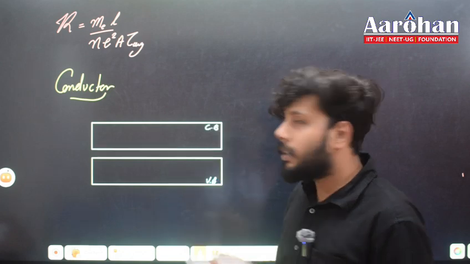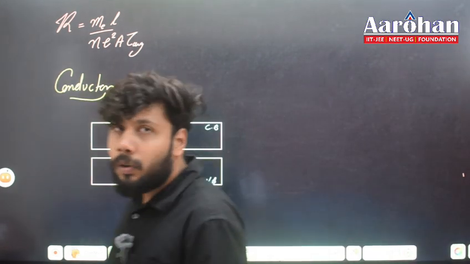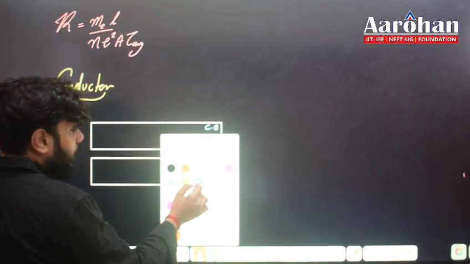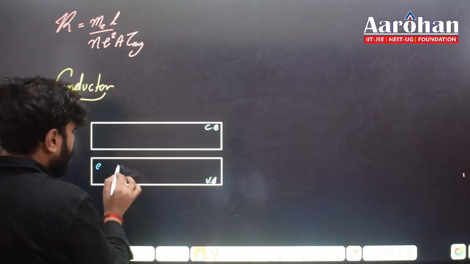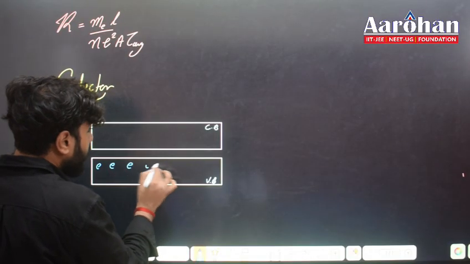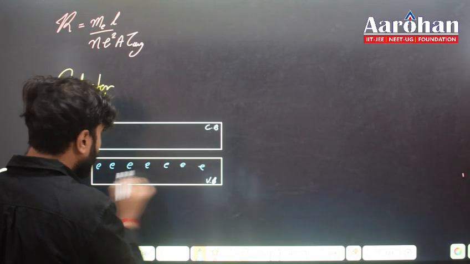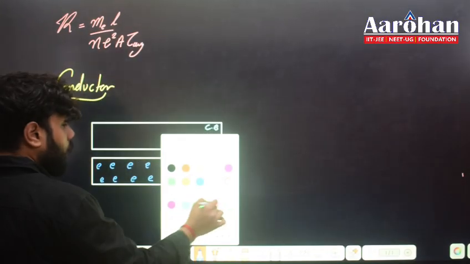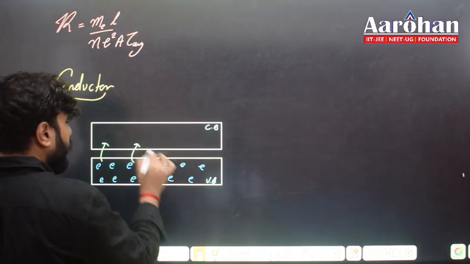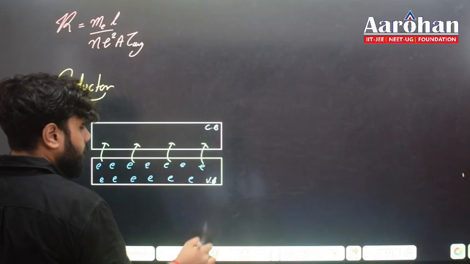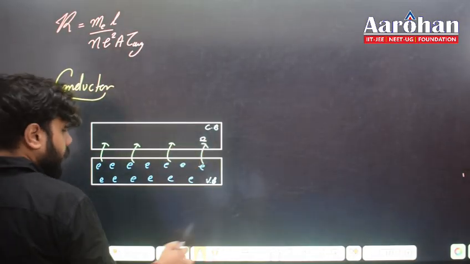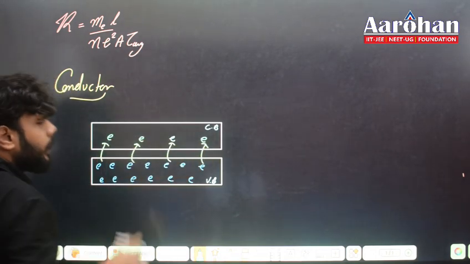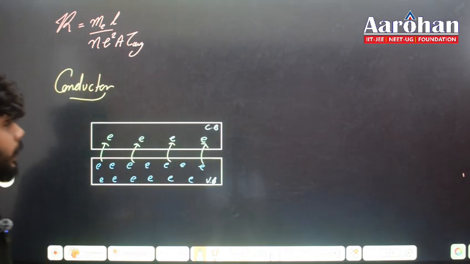The gap between the energy bands is very, very small. Sometimes it overlaps also, but the gap is fairly small. That's why electrons can easily jump from the valence band to the conduction band, and that is the reason that in a conductor there are many free electrons in the conduction band.